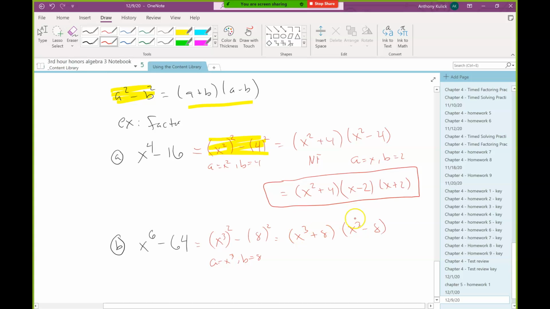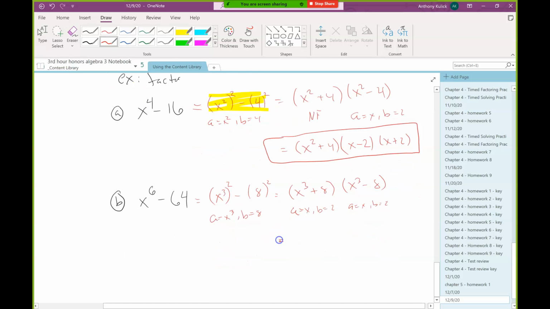All right, so you might think you're done here, but look a little closer. X cubed plus 8, x cubed minus 8, both of those could be difference of, or sum of two cubes, right? So they both work. I notice here that a is x and b is 2. And similarly here, a is x and b is 2.